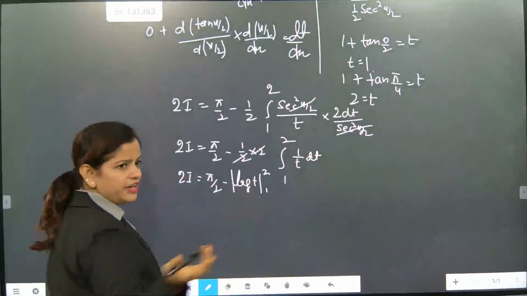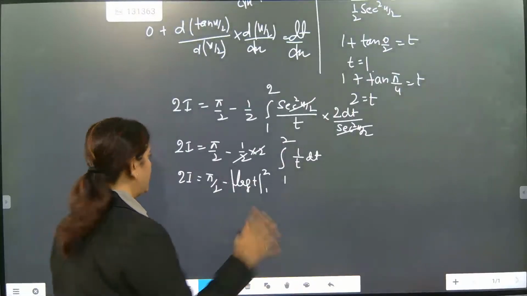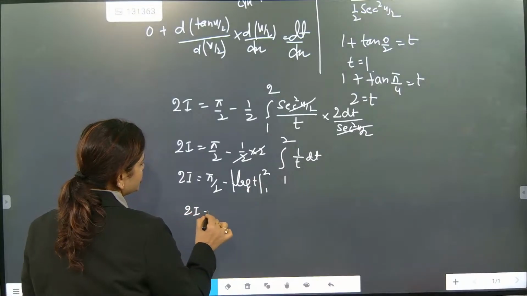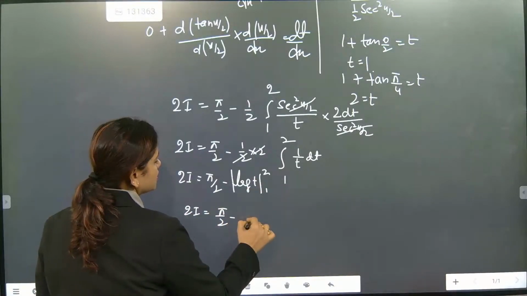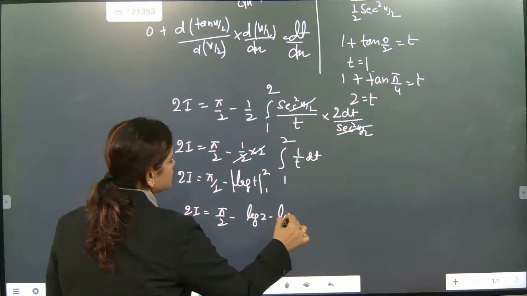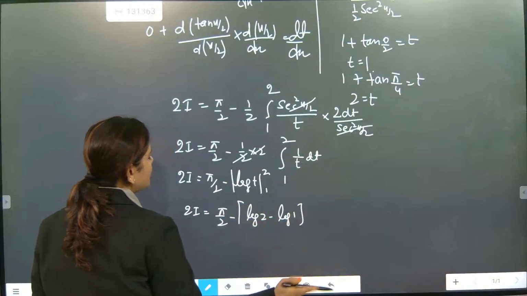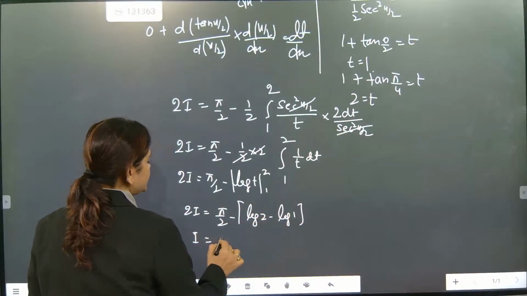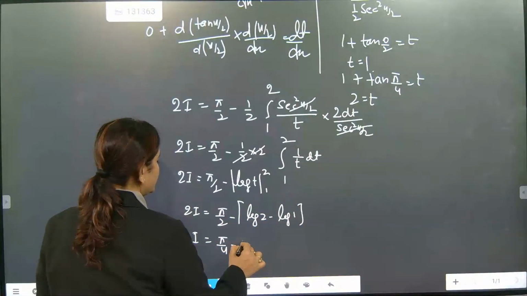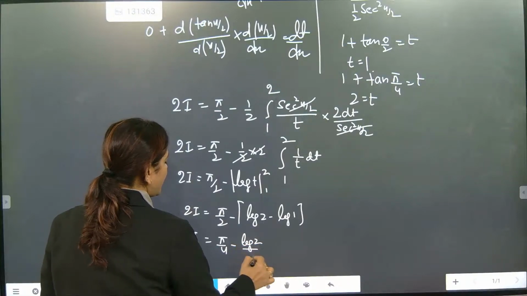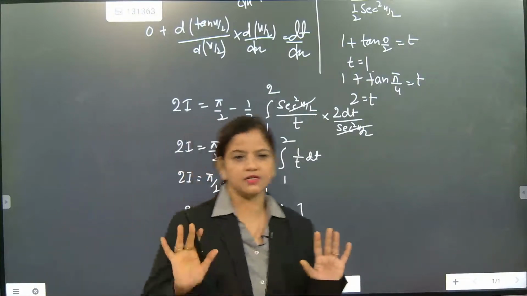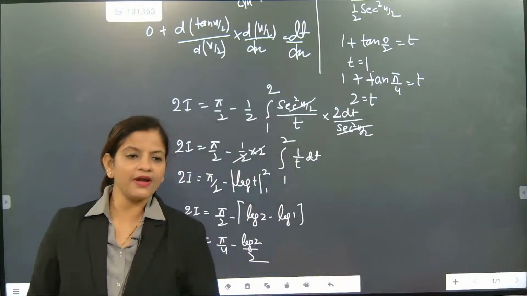Understood? Some very intelligent fellows are putting the constant there. Constant will not come in differentiation. So it is coming this minus log 2 minus log 1. Yeah? So log 1 value is 0. So I is equal to 5 by 4 minus log 2. That's it. Understood. So I hope you might have understood.